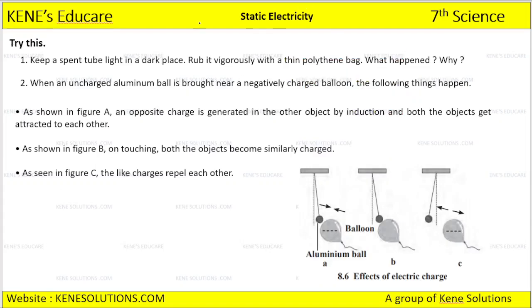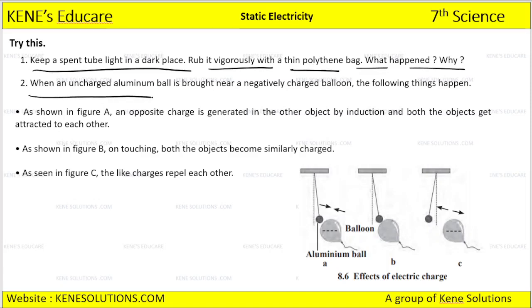Now we are going to try this activity. Keep a pen tube light in a dark place. Rub it vigorously with a thin polythene bag. What happens and why? When an uncharged aluminum ball is brought near the negatively charged balloon, the following things happen.